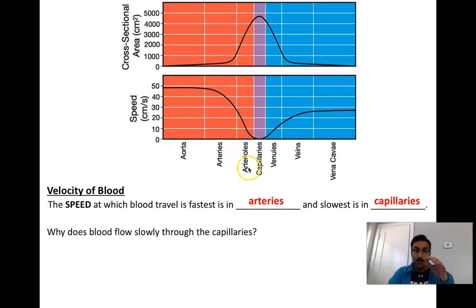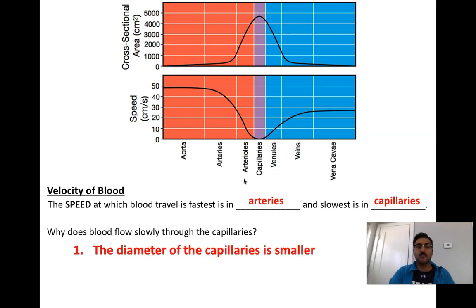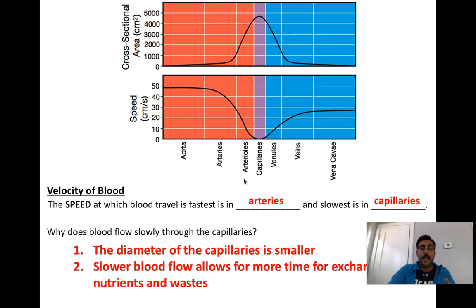So as blood pressure slows in capillaries, we're allowing time for the diffusion of nutrients and waste across that capillary membrane in and out of those tissues. So blood flows slower through capillaries because the physical diameter of capillaries is small. And we want that speed to be much slower in capillaries so there's time for the nutrient and waste exchange.